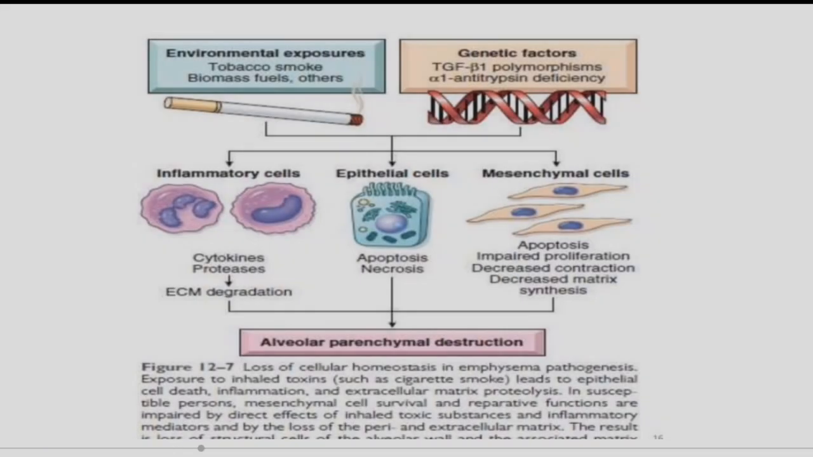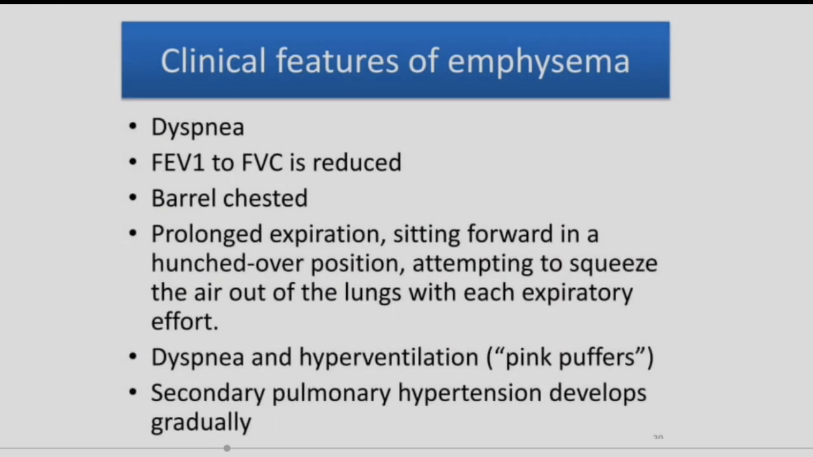Here is another chart explaining the same thing. So we have environmental exposure and then the genetic factors. Both of them lead to that inflammatory response, causing necrosis of the epithelial cells, and mesenchymal cells have decreased contraction, impaired proliferation, and decreased matrix synthesis, which in turn decreases the recoil ability, and that's how the alveolar parenchyma are destroyed.